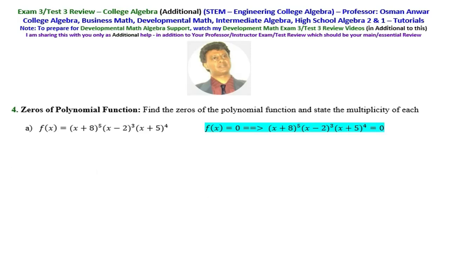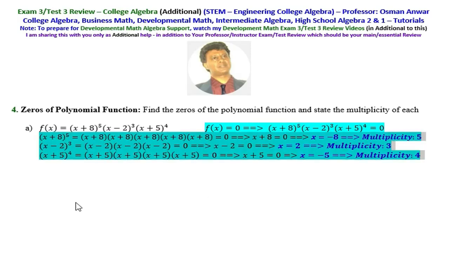That means x plus 8 to the 5 equals 0. That means x plus 8 times x plus 8 times x plus 8 times x plus 8 times x plus 8 equals 0. That means x plus 8 equals 0. That means x equals minus 8, and the multiplicity is 5.